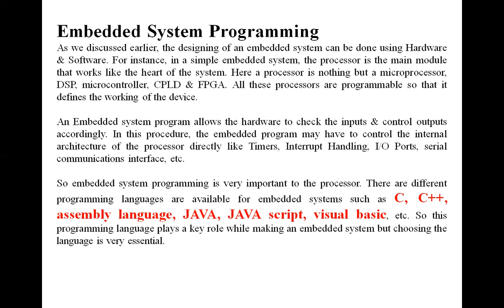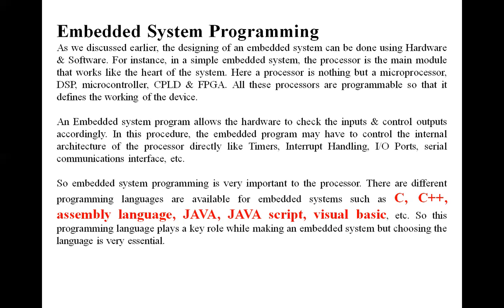An embedded system program allows the hardware to check the input and control output accordingly. Remember, whenever you write the program, it will allow you to check whatever hardware is available. First of all it will check whether all hardware is linked with each other. Then and only then it will help you to proceed with that activity, whatever the task, whatever the procedure, whatever the subroutines that you have written will get executed.